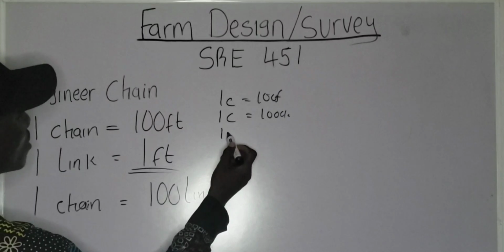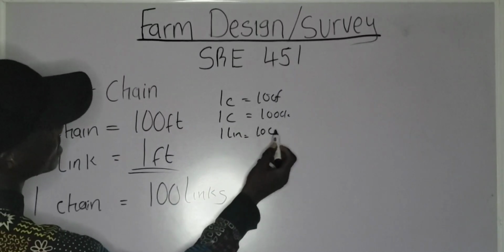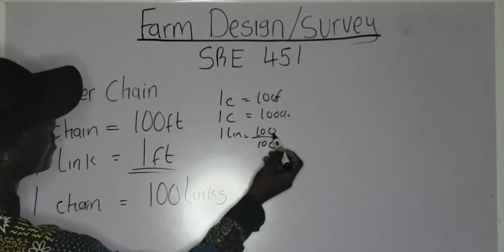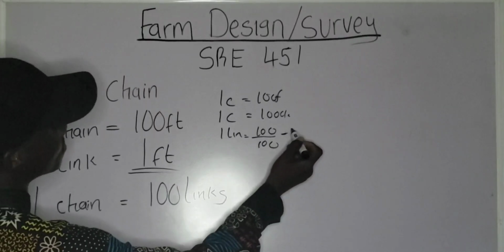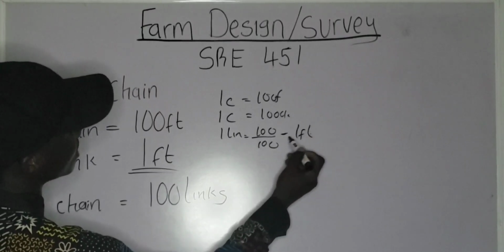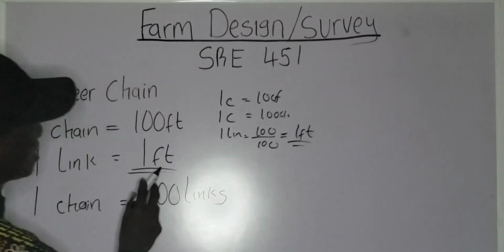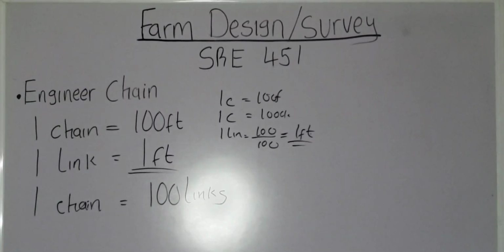So one link will be equal to what? 100 all over 100. That is 100 feet all over 100 links. That will be what? 1 foot. You understand? That is how we got this 1 foot. Do you understand? So now let us proceed.